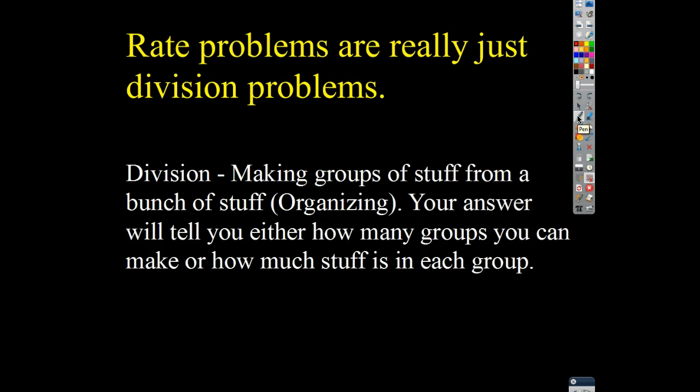When we talk about unit rates, this is a unit rate: how much stuff is in each group. And here's the key thing. Each group means one group, and that's what we talk about with unit rate, when you have the stuff divided by the number of groups. Typically, when you have a rate problem, you know the total amount of stuff, which is in one unit, and then you know the number of groups, which is a different unit. Then you divide those to figure out how much stuff is in each group, or one of those groups.